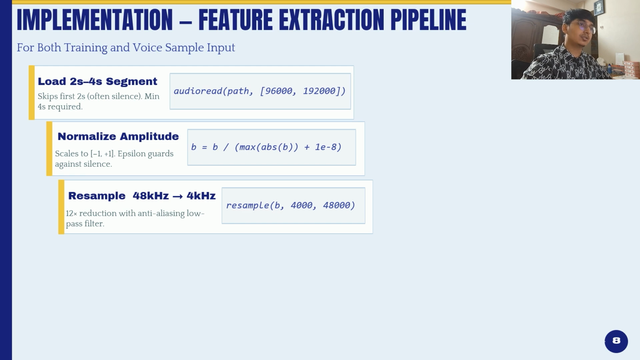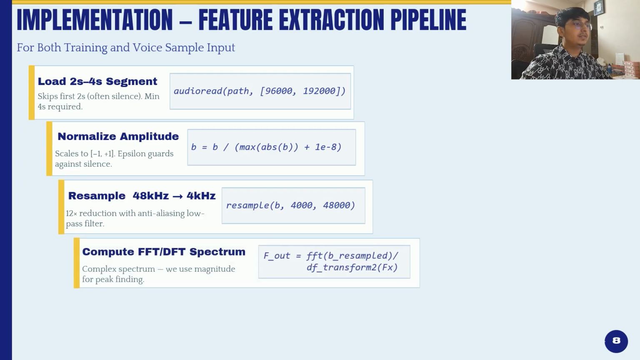Resampling down helps us reduce the computational capacity needed by our computers, since we do not need much higher frequency for human pitch recognition, because our dominant speaking frequency lies well within 500 Hz. Resampling it down does not hamper us that much. Then we compute the FFT or DFT spectrum. The FFT is computed through the built-in FFT function, and the DFT is computed through our custom function that we coded ourselves.